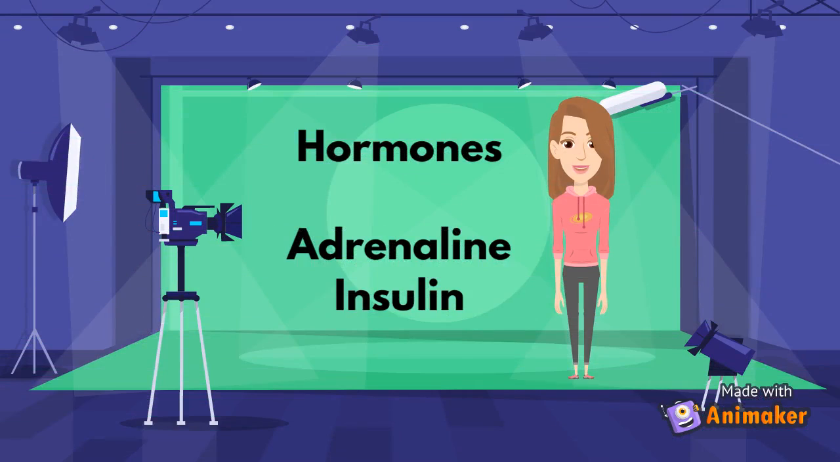Hormones, what are they? A hormone is a chemical manufactured by a gland that travels by the blood to an organ and is destroyed by the liver. Examples of hormones include adrenaline, which is secreted during stressful situations, and insulin, to convert glucose to glycogen.